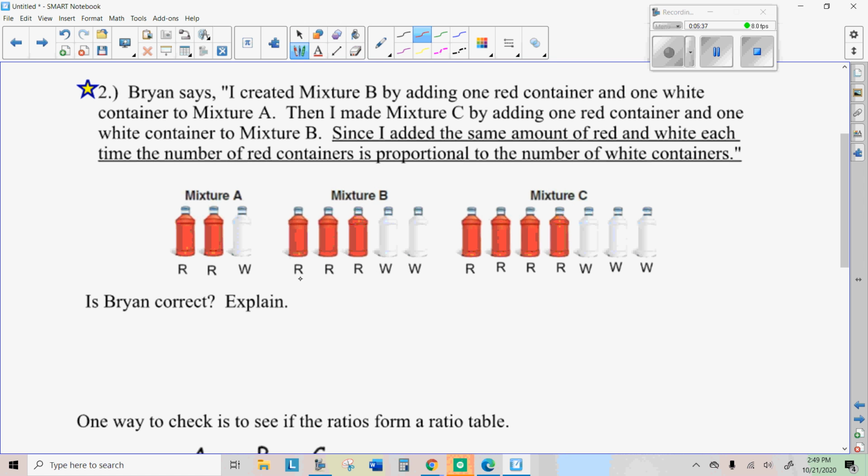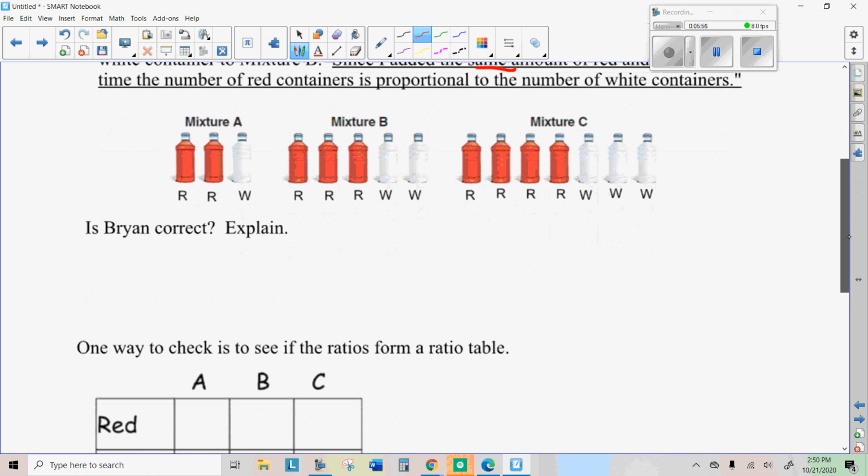So he added one to each of those. And then for mixture C, he did the same thing again. He just added one more again from the original mixture. Okay, and he thinks that because he added the same amount of red and white to each container, they're proportional. Okay, so let's see if he's right.